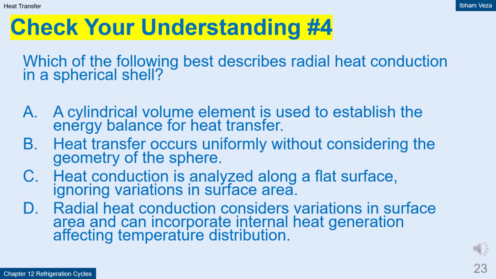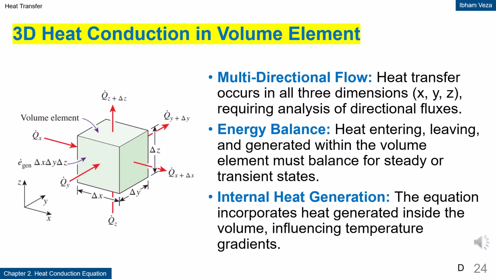D. Radial heat conduction considers variations in surface area and can incorporate internal heat generation affecting temperature distribution. This is correct because it accurately captures the key aspects of radial heat conduction in a spherical shell, including the effects of geometry and internal heat generation.